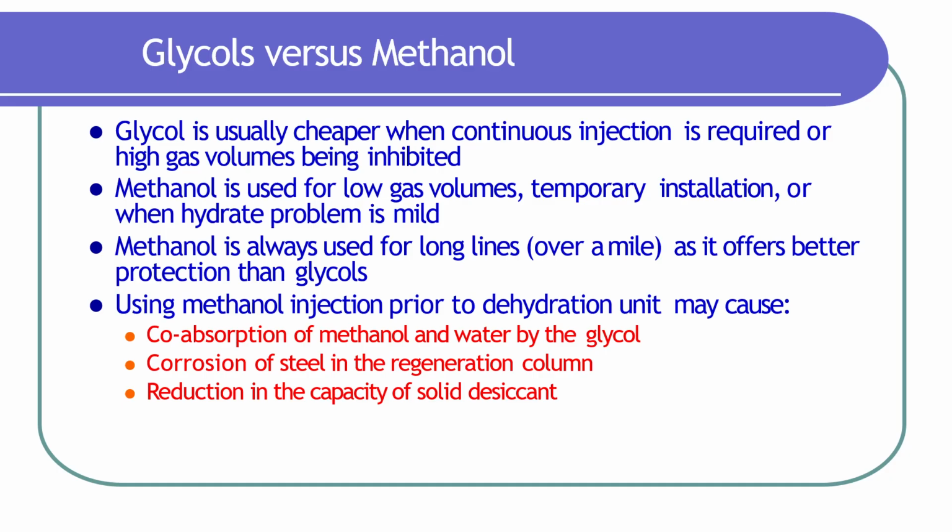Now, if you inject methanol before the dehydration unit, there are several operational issues that might arise as well. The first one is the corrosion of steel in the regeneration column. The second one is the co-absorption of methanol and water in the glycol. And the third one is the reduction in the capacity of solid desiccant due to its co-absorption.